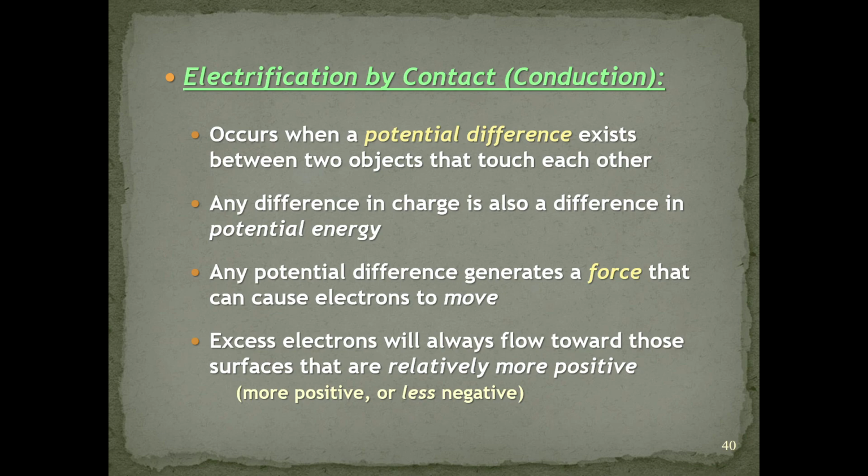The potential difference in charge from one end of a battery, for example, to the other, is what causes electrons to move. A high positive charge on one end of a circuit will draw electrons towards it the same way that a large negative charge will push electrons away from that source. Excess electrons will always flow toward surfaces that are relatively more positive.